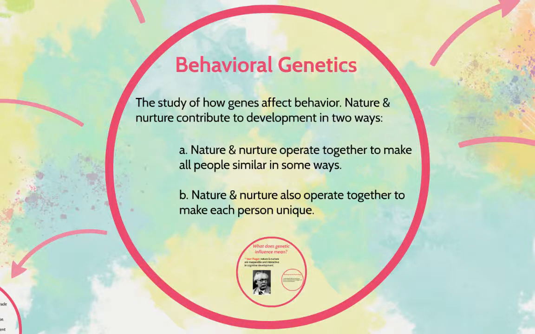Understanding genetic influence. Behavioral genetics is the study of how genes affect behavior. This research demonstrates that nature and nurture jointly contribute to development in two ways. Nature and nurture operate together to make all people similar in some respects. An example is motor skill milestones occur at similar times for most children due to common genes for the nervous system's motor control and common basic care and nutrition patterns.